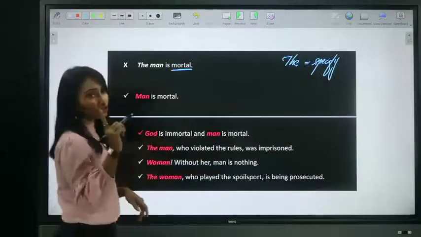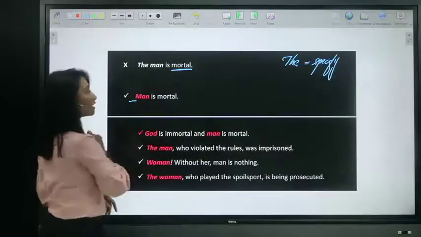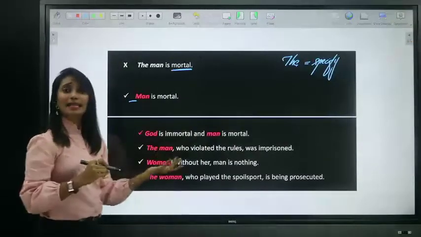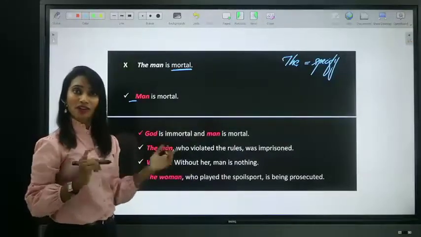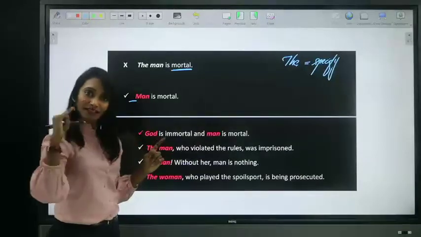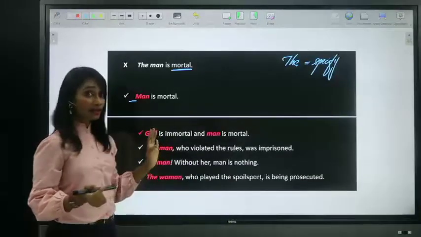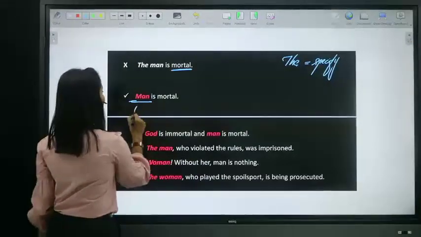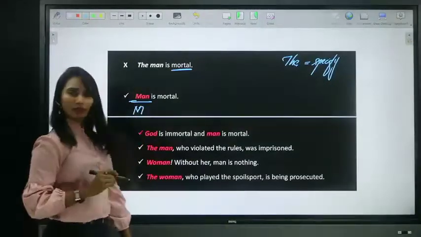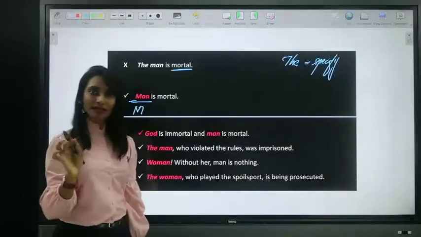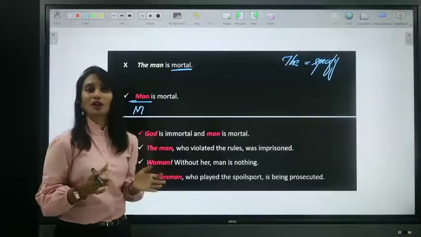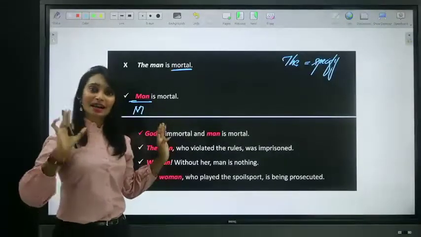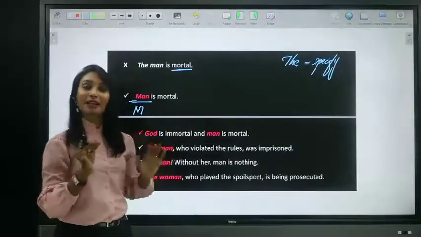So do not use any articles before a generalized statement. Man is mortal, not only that man. Here, every man is mortal. Man in the sense, guys, again, do not misunderstand it with the masculine sense. It doesn't mean only males are mortal and females are immortal. No. Man in this sense communicates entire male and female humans.